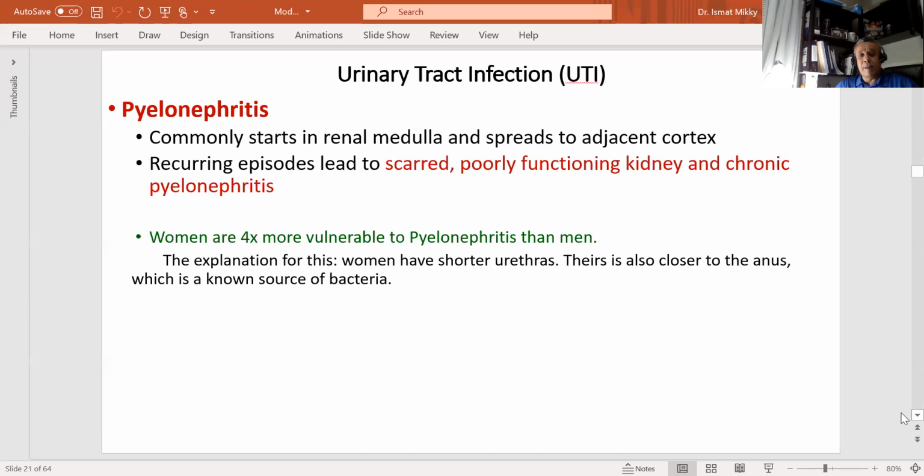So with the chronic type, recurrent episodes of pyelonephritis will lead to scar tissue, a poorly functioning kidney, and chronic pyelonephritis. When it becomes chronic, that's when there is scar tissue. The acute type may develop from pregnancy-induced physiologic changes in the renal system. Sometimes pregnant women develop acute pyelonephritis from these pregnancy-induced physiologic changes in the renal system.